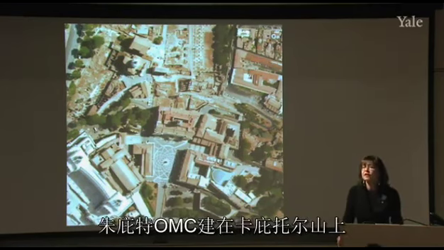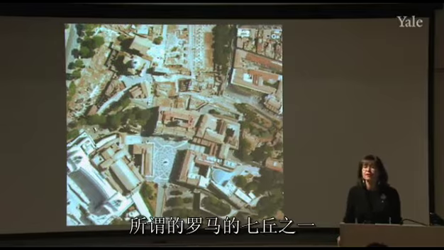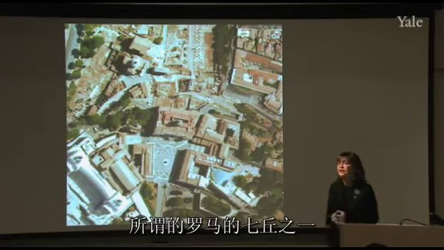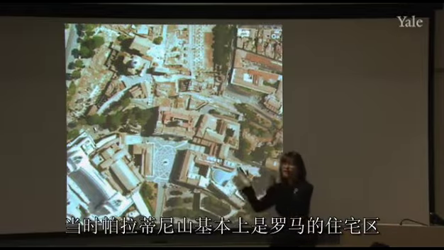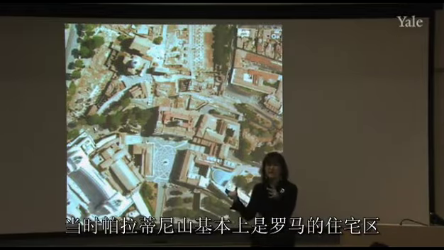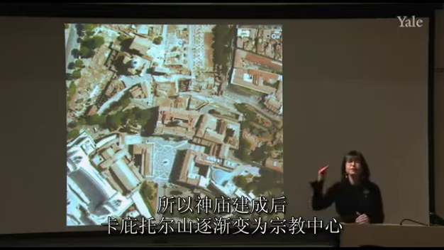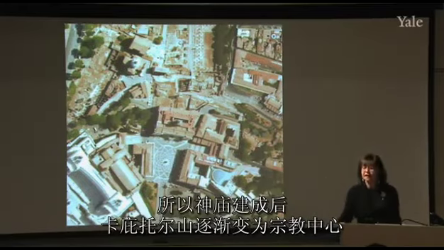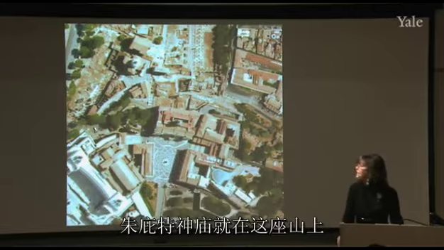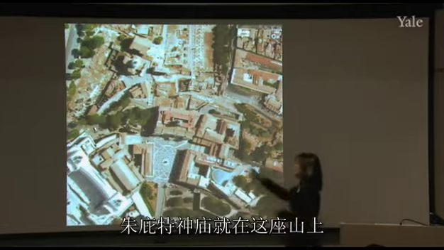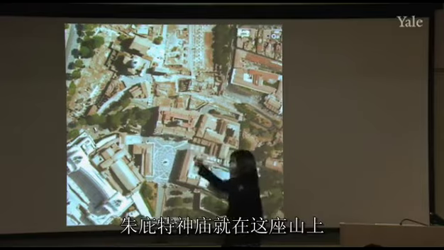The temple of Jupiter OMC was built on the Capitoline Hill in Rome, so one of the other major 7 hills. So while the hill of the Palatine was basically the residential section of Rome at this juncture, the Capitoline Hill became its religious center, where its main temple was placed. The temple of Jupiter was located on the hill.